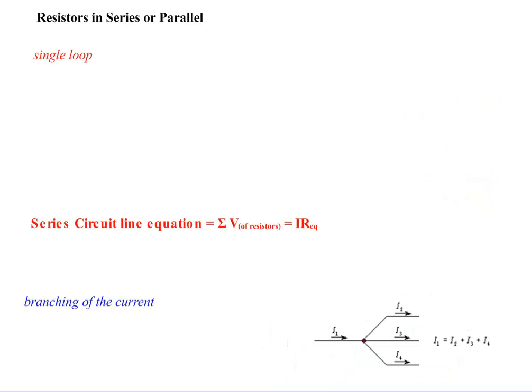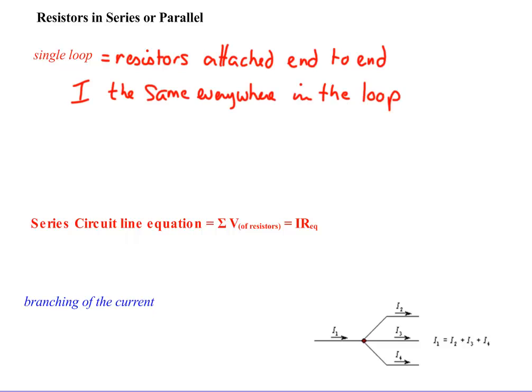We can arrange resistors in a circuit in either series or in parallel. If resistors are in a series, then we have a single loop. So essentially the resistors are attached end to end, connected by wires, and we have one loop that is formed that includes the power supply of the battery. If this is the case, the current is the same everywhere throughout the loop. Remember, current is the flow of charge per unit time, so I've got the same number of electrons per second traveling through any section of the circuit.